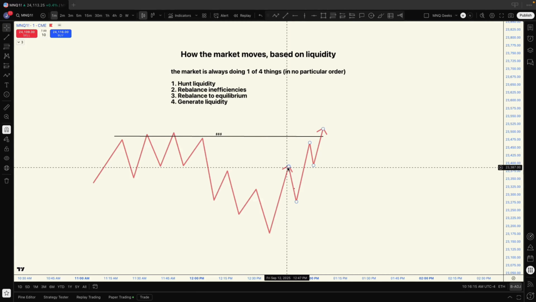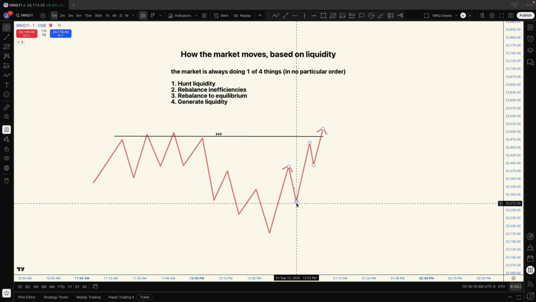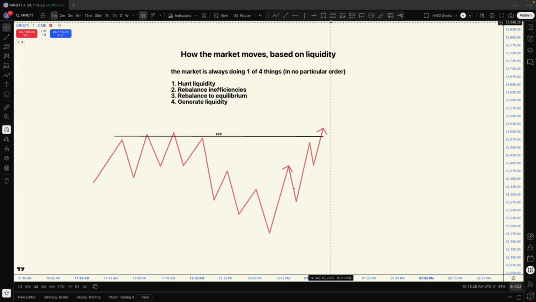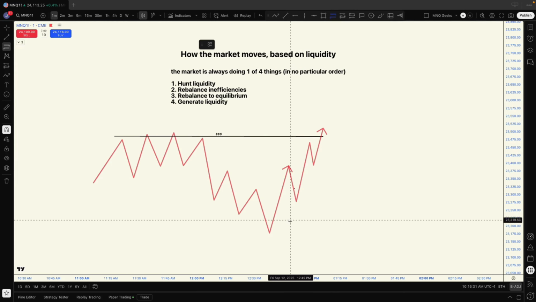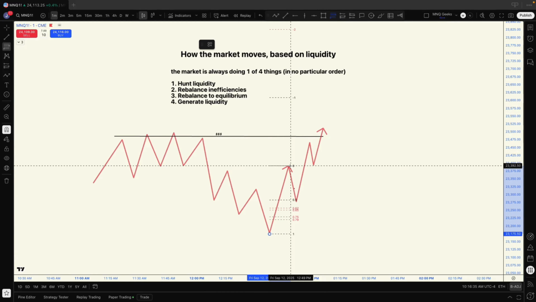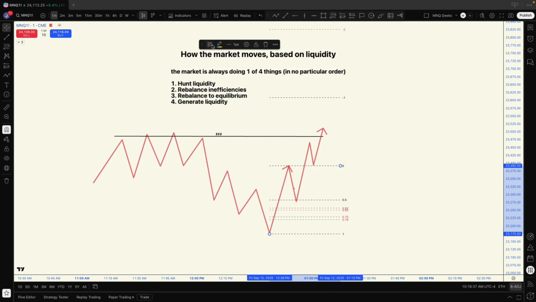So on this leg up, like I said, we're going to come back down to rebalance inefficiencies. And most times when you're rebalancing inefficiencies, you're also rebalancing maybe to equilibrium. What equilibrium is, it's just the 50% zone of any range. So let's take our Fibonacci tool. Let's draw maybe from this low to the high of this range and drag it out. I think I have an equilibrium.